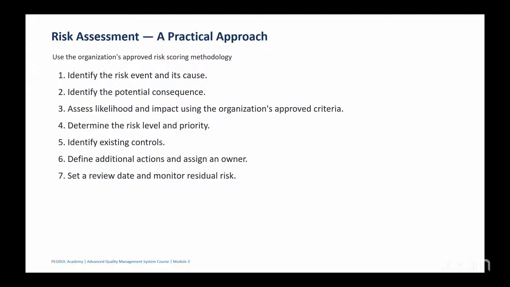Then determine the risk level and priority, identify the existing controls, define the additional action that is needed, and assign an owner to it. Because in every aspect of quality, ownership is key. Who is the owner of that process? Who is the owner of that action that is being taken? Set a new date and monitor the residual risk.